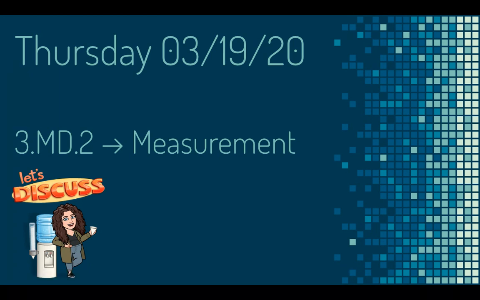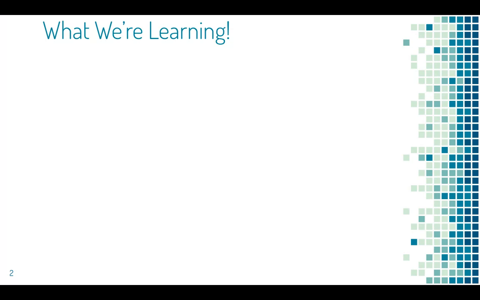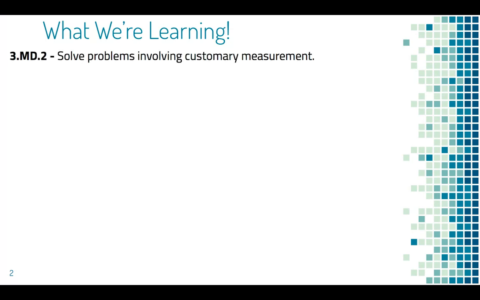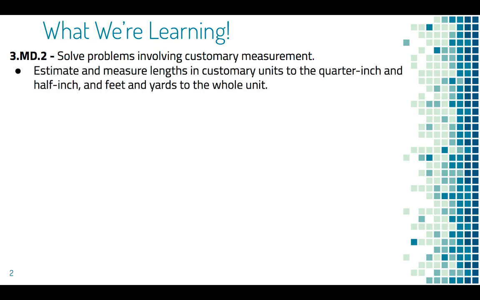We're still taking a look at Standard 3.MD.2, which is our measurement standard. We're still learning 3.MD.2, which is solve problems involving customary measurement. Last week, we did estimate and measure lengths in customary units to the quarter inch and half inch, and feet and yards to the whole unit.